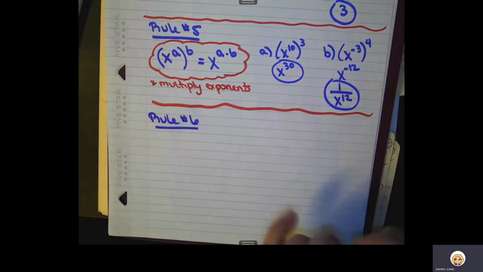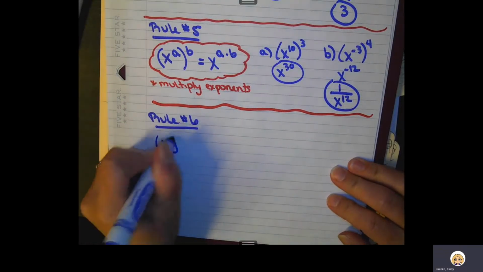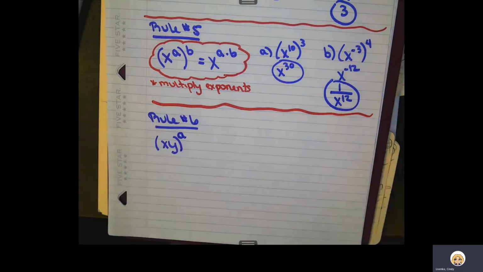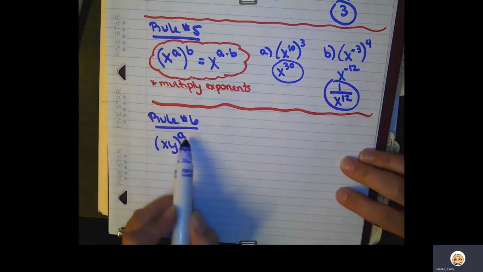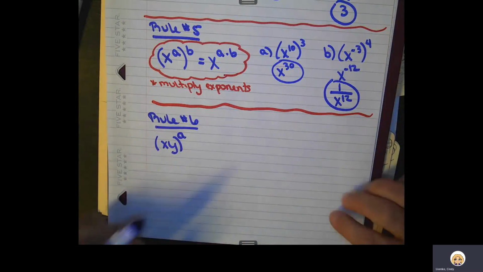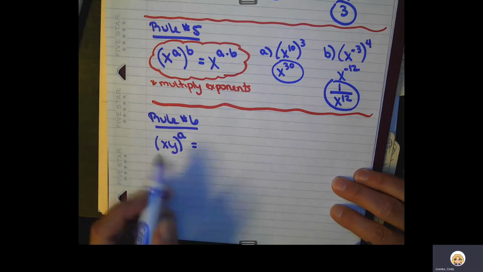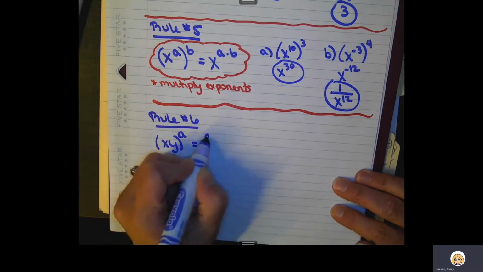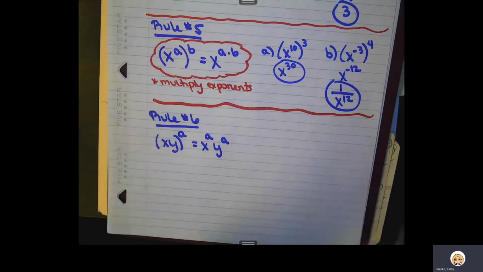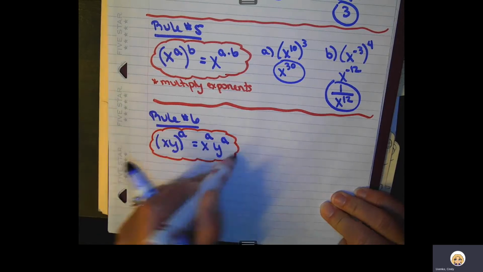Rule number 6 is very similar to rule 5. If we have a couple of things inside the parentheses, like xy, and we have an exponent on the outside, you are just giving this exponent to both of them, or multiplying both exponents if there are imaginary exponents there. So this is the same as x to the a power and y to the a power. You give that exponent to both of them. So that is rule number 6, and we'll be referring to this.